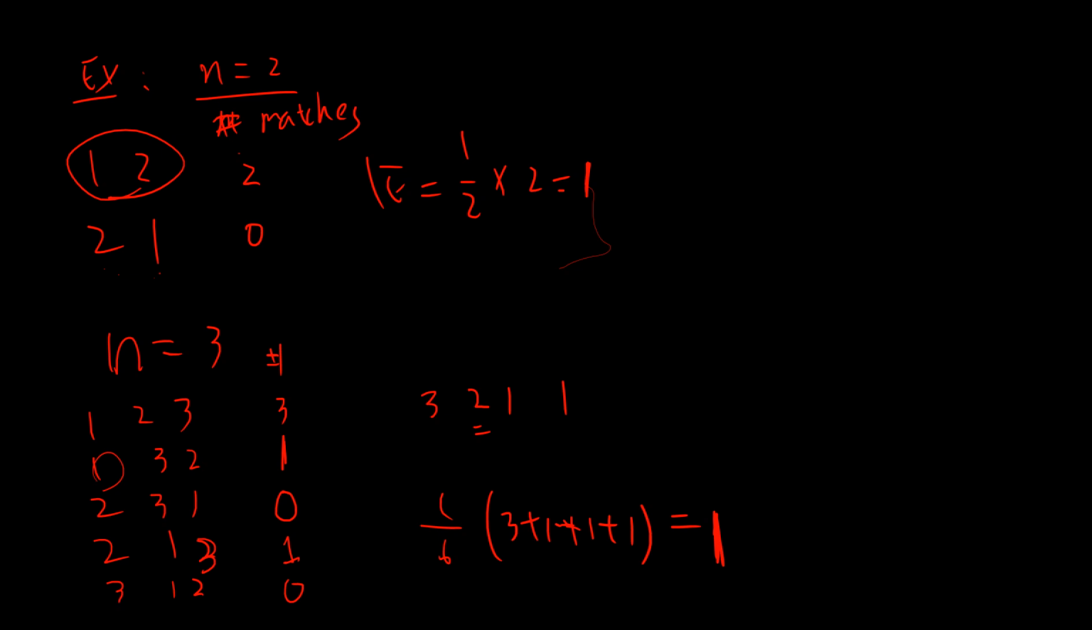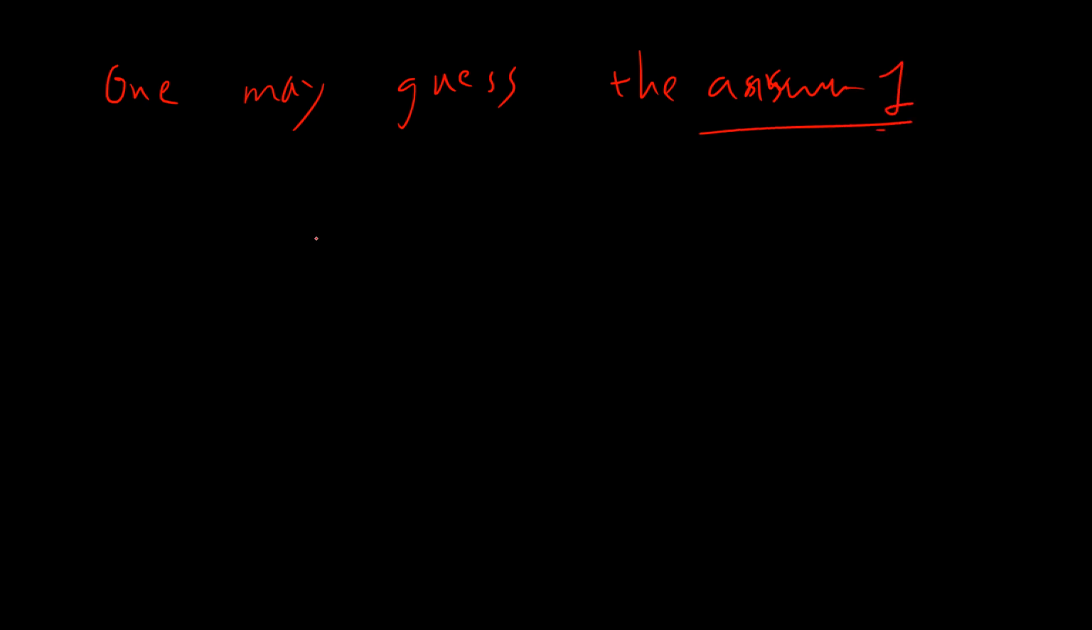So from n equals 2 and n equals 3, one might guess that the average answer is 1. Actually, this is correct, and I can prove this in a very easy way.